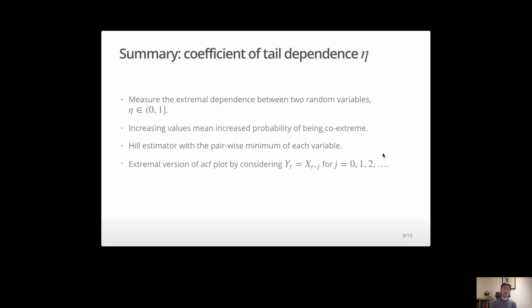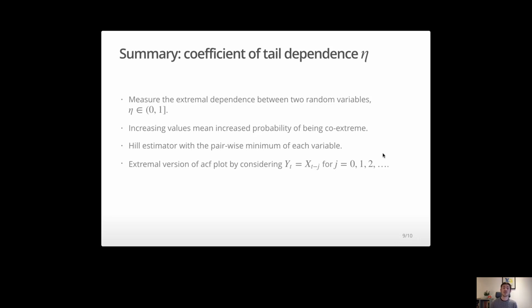Okay, so we've introduced quite a lot of new material in this lecture, so let's just have a quick summary of what we've learned. The coefficient of tail dependence eta is a measure of the extremal dependence between two random variables, and it takes values in the range between 0 and 1. Large values of eta mean that our two random variables are likely to be co-extreme, while small values of eta tell us that they're more likely to occur at extreme levels individually, where x is extreme by itself and y is extreme by itself. If we have an estimated value of eta that's around 1/2, what this is telling us is that the two random variables or two processes are approximately independent of one another at extreme levels.